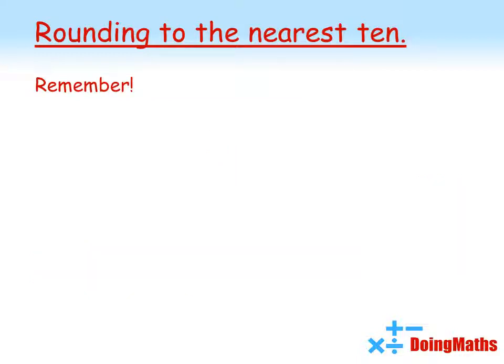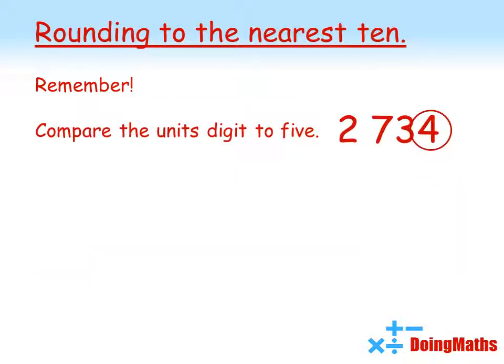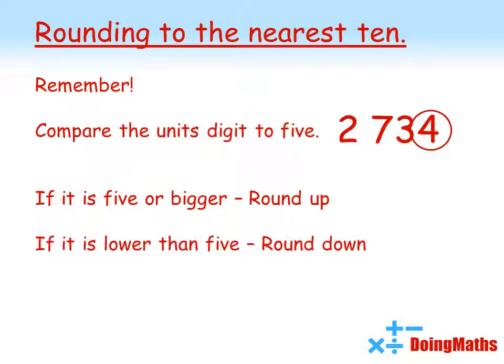So remember, when rounding to the nearest 10, compare the units digit to 5. If it's 5 or bigger, you round up to the next multiple of 10. If it's lower than 5, you round down to the previous multiple of 10.